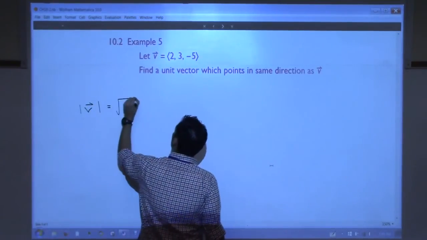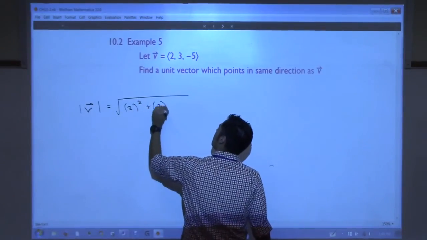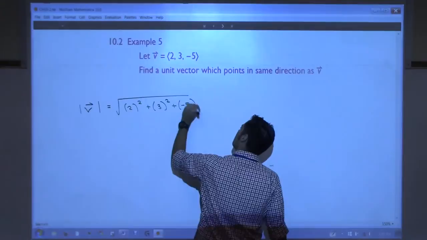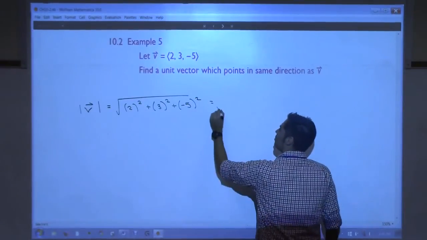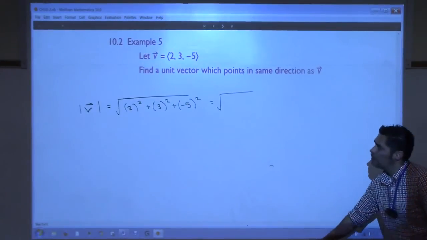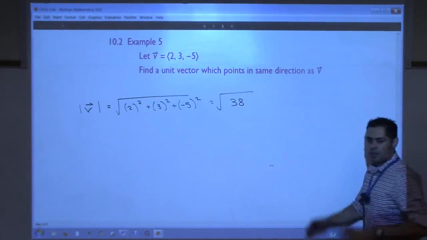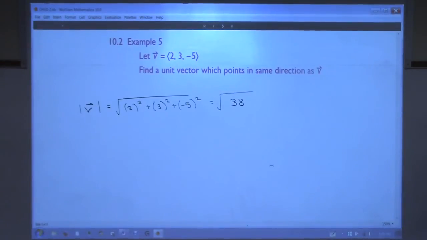which is the square root of 2 squared plus 3 squared plus negative 5 squared. That's the square root of, what is it? 38. We're just going to leave it like that, okay? Square root of 38. That's how long that vector is. So what I need to do now is take the original vector v, and scale it down by that much. So 1 divided by that much is going to scale it down.